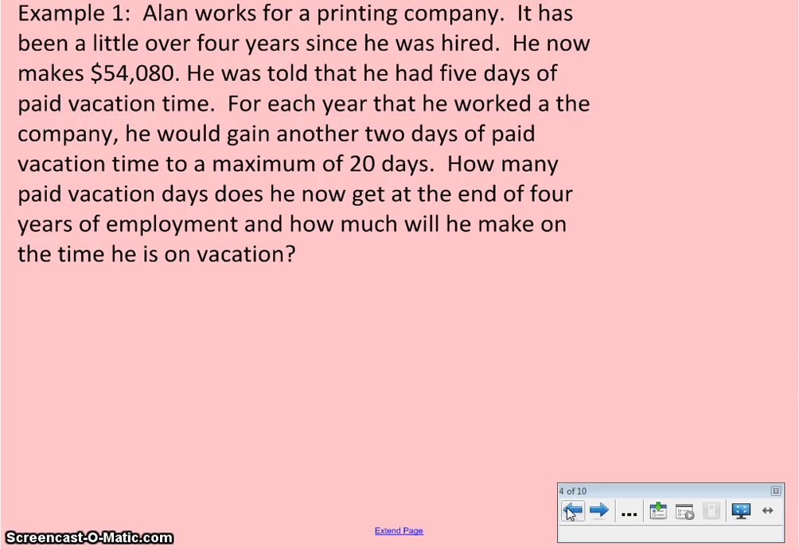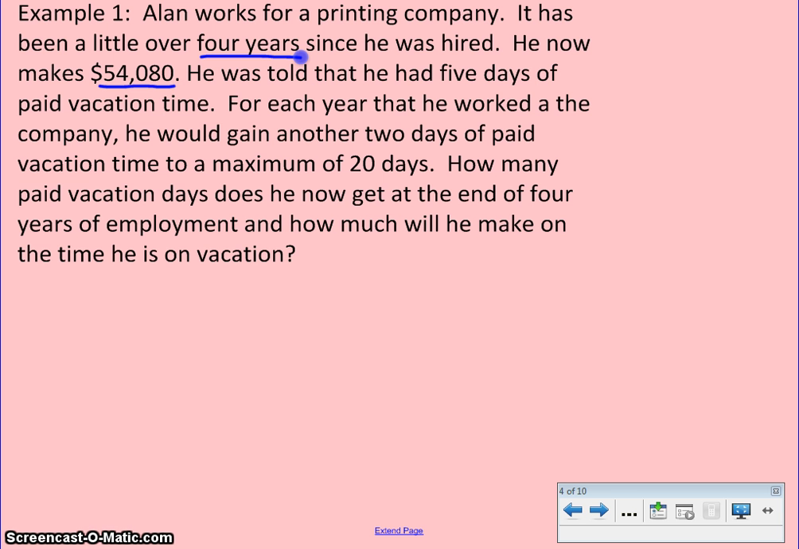Okay, let's go ahead and start with 1.4, which is employee benefits. The first example here says that Alan works for a printing company, and it's been a little over 4 years since he was hired. He now makes $54,080.